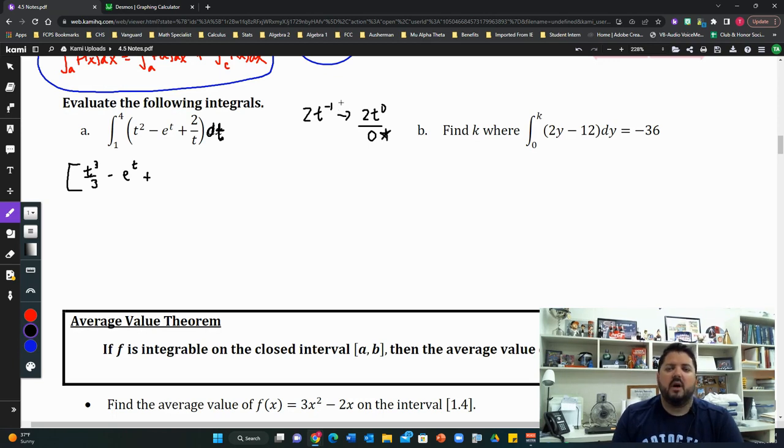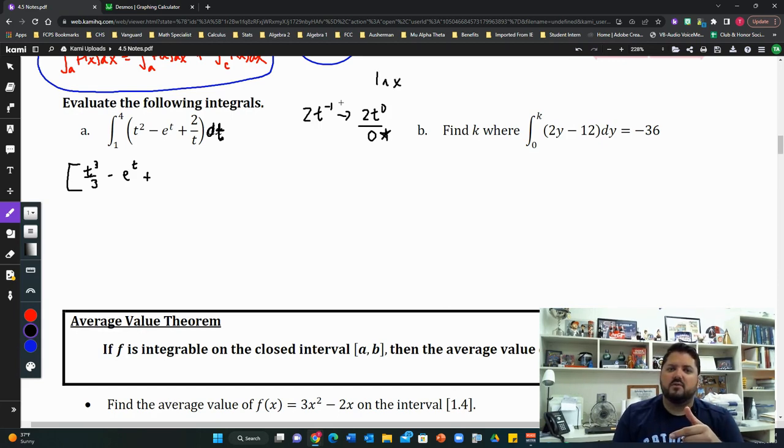And that's because the power rule only works when our original exponent is anything but negative 1. Negative 1 is the only power that I can start with that I'm not allowed to use the power rule for. And that's because that's not a power rule. This is the natural log rule.